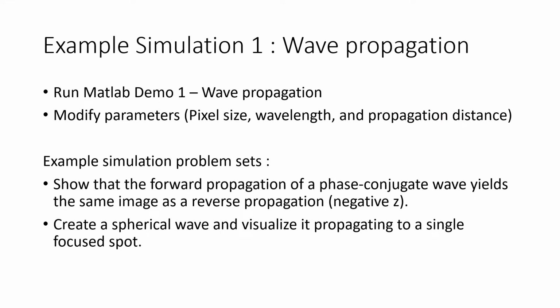We invite you to download the code and run this simulation on your computer. You can modify the parameters like the pixel size, the wavelength, and the propagation distance and see how it affects the results you obtain. You can also modify this code, for instance, to show that the forward propagation of a phase conjugate wave yields the same image as the reverse propagation of that wave.